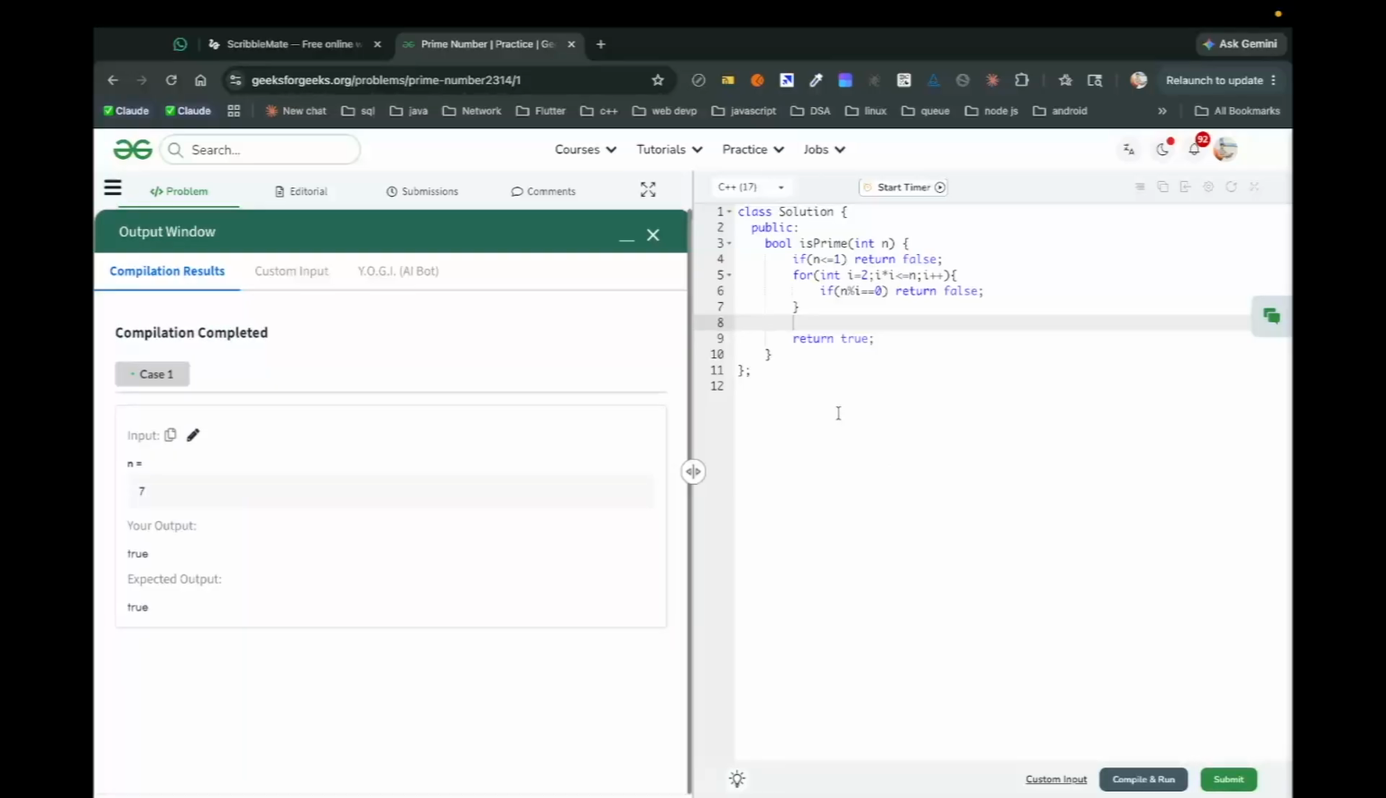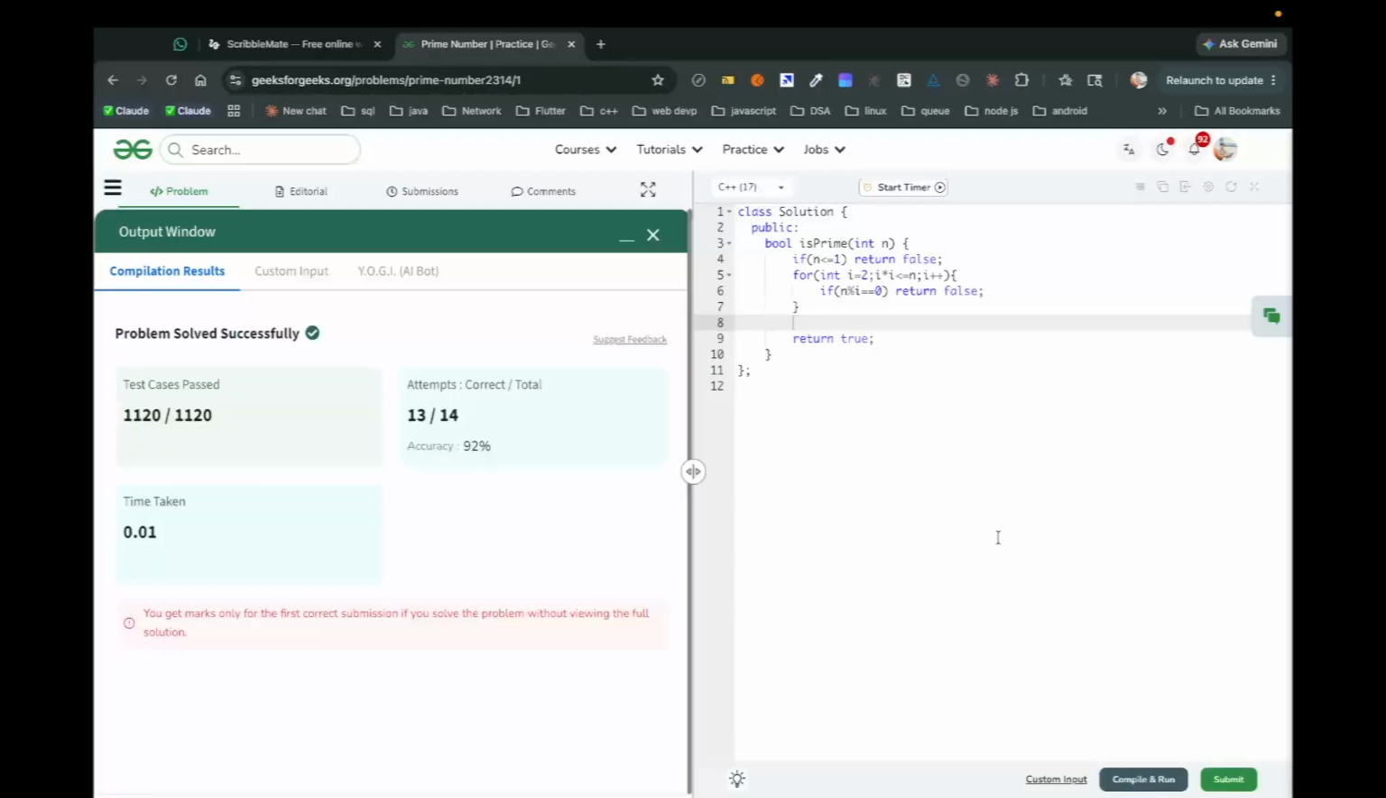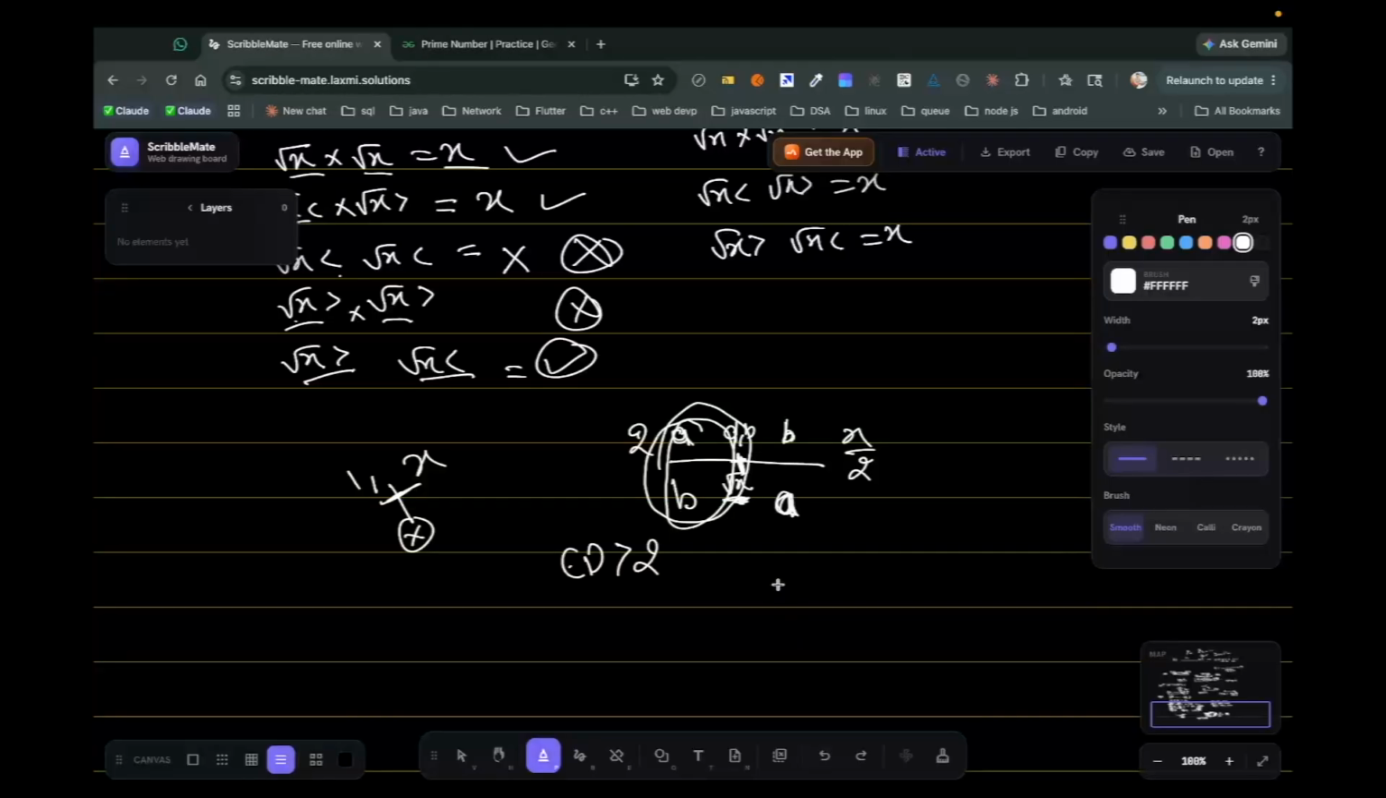So our base case has been passed, and now we'll submit this. So all the test cases have been passed. So the time complexity of this algorithm is big O of root of x. That is, we checked for a sample of 2 to root of x only.